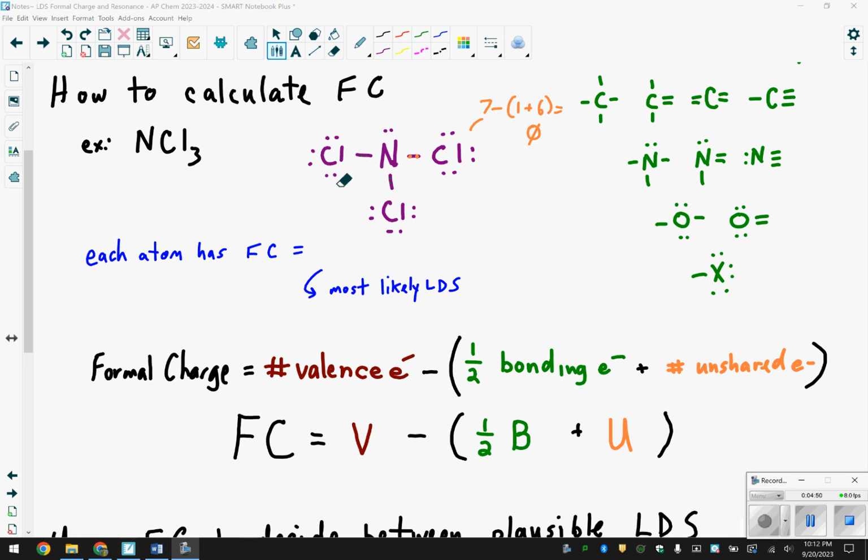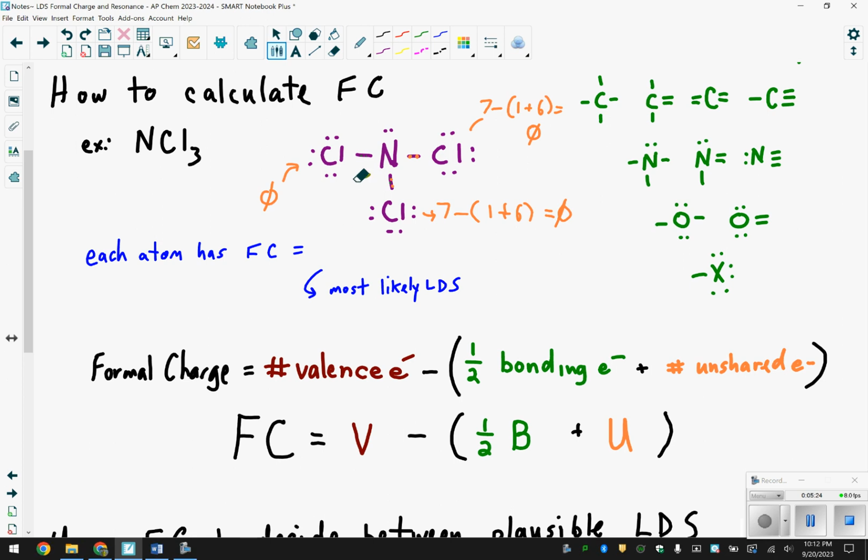You can see that it's the same for the other 2 chlorines in this molecule. There are 7 valence electrons, minus 1, because 2 divided by 2 is 1, half the bonding electrons, plus the 6 unshared electrons, gives you 7 minus 7, 0 formal charge. And again, this chlorine has the same bonding arrangement, so in the interest of time, we'll call that 0. Okay, let's look at nitrogen.